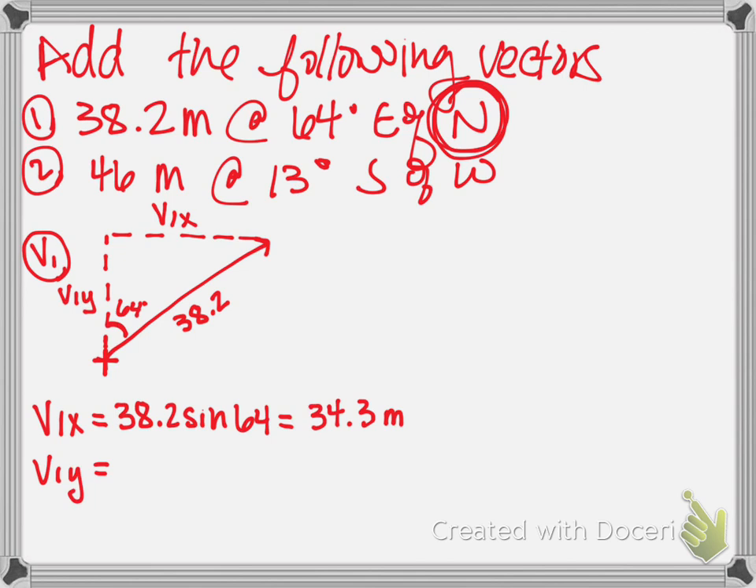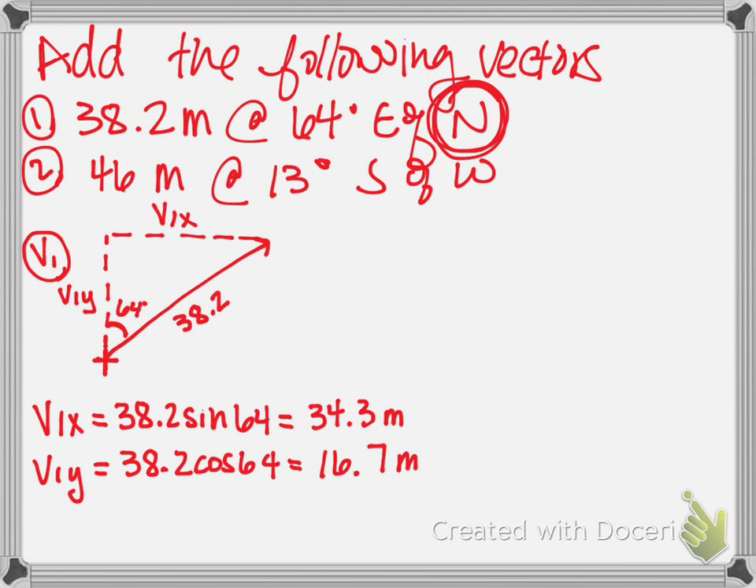And then the y component of that is going to be 38.2 times cosine of 64. And that gives me 16.7 meters. Does that need to be positive or negative? Positive. Still positive, right? Both those components were north and east, so they get to stay positive.